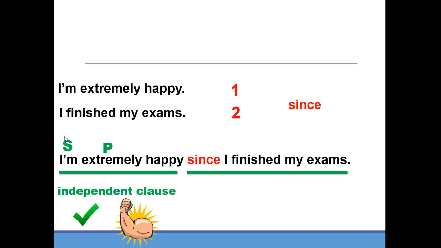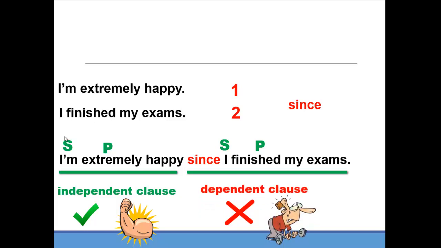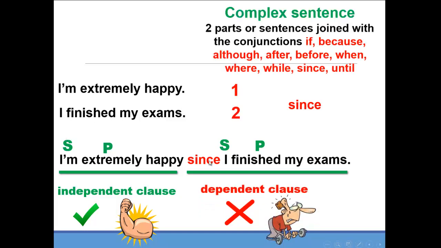Let's check the other part. Since I finished my exams. Can I use this part of the sentence alone? Since I finished my exams. What happened since I finished my exams? I have no idea. No, I can't use it alone. So what do I call it? I call it the dependent clause. Subordinating conjunction.